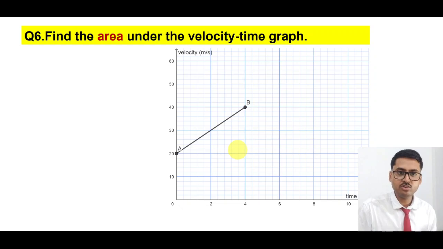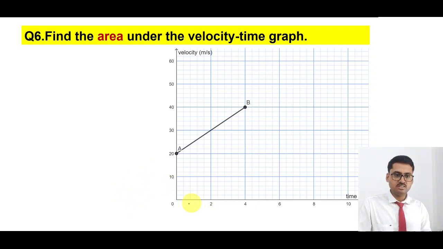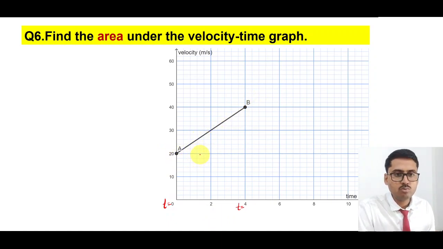So we need to find the area under the velocity time graph basically, which means we have to calculate the displacement of the object here. So the graph goes from time t equals 0 to t equals 4 seconds. So what is the total displacement of the object? And for that we need to calculate the area that is enclosed by this graph along with the time axis.